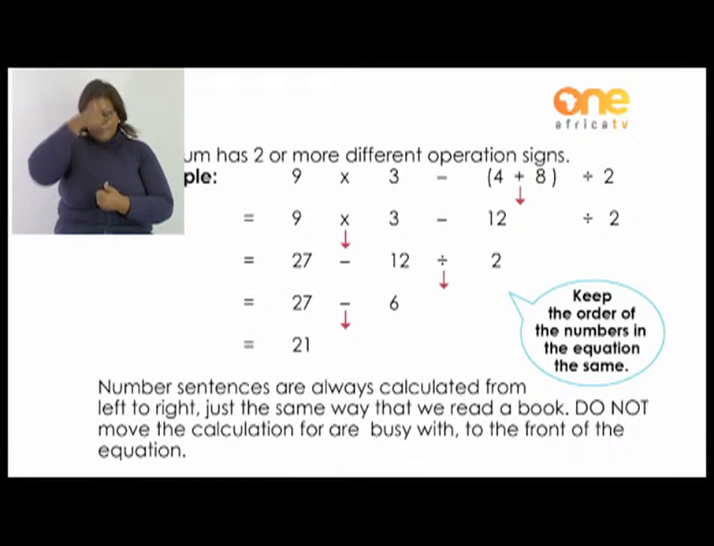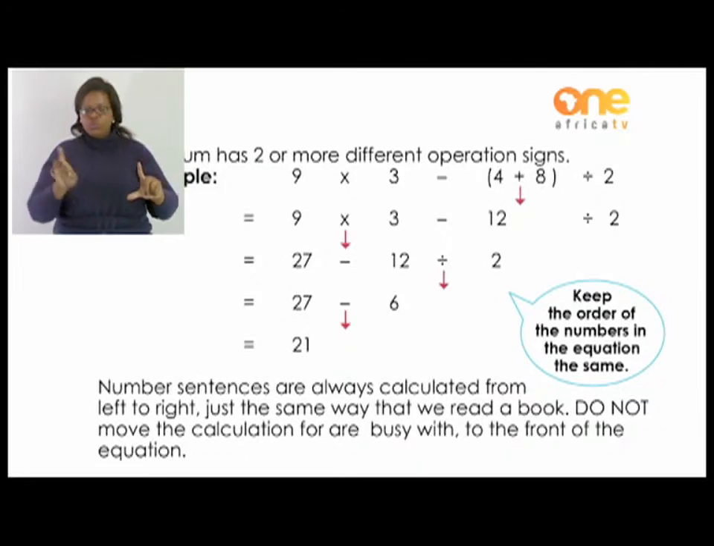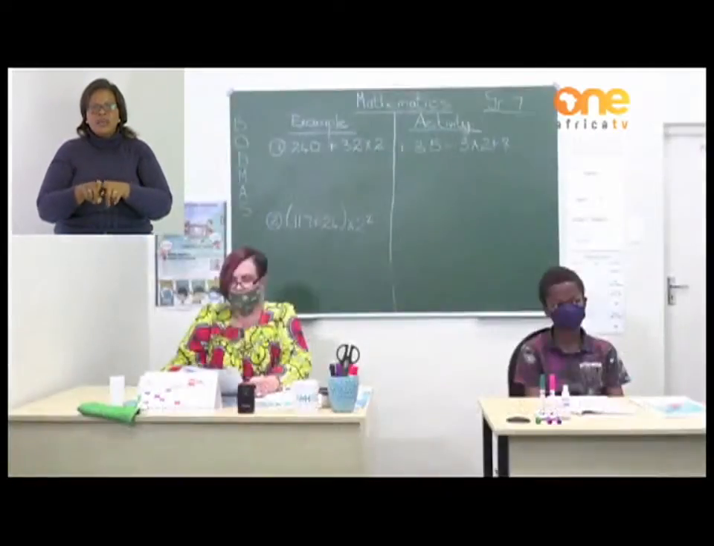Remember, keep the order of the numbers in the equation the same. You don't change the number until you have done the equation. Number sentences are always calculated from left to right, just the same way that we read a book.